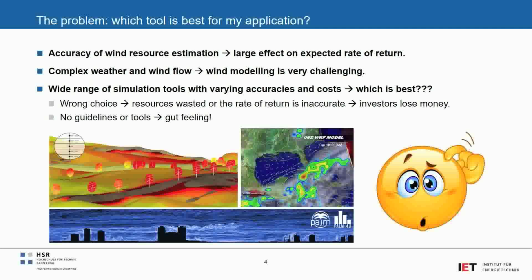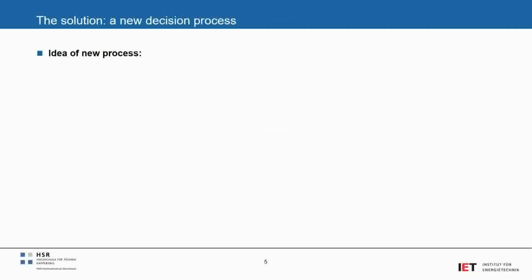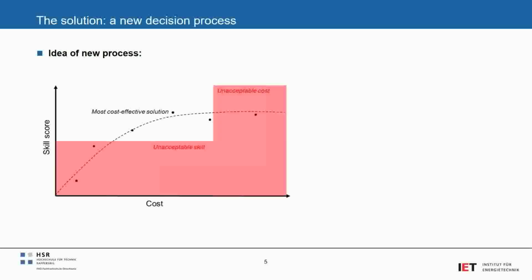So we're trying to approach this. The idea is that we develop a new decision process, which is supposed to look like this. So we have something called skill score, which is basically the accuracy of the simulations plotted against the cost.